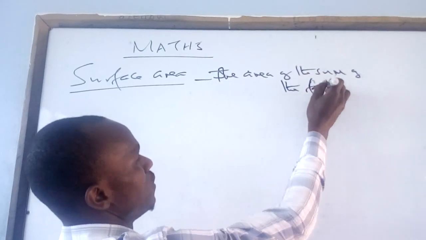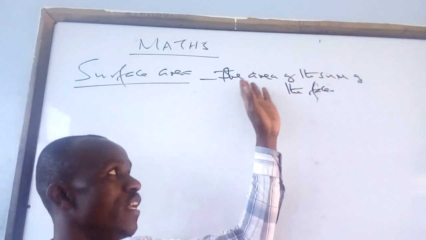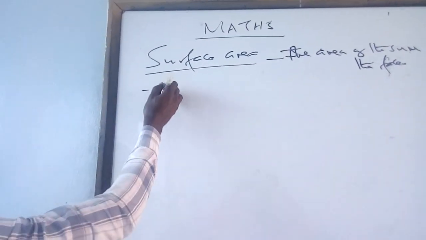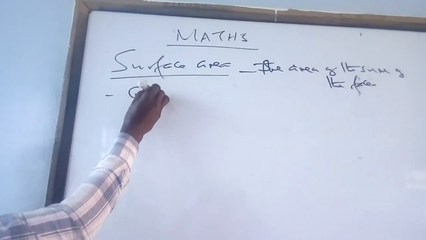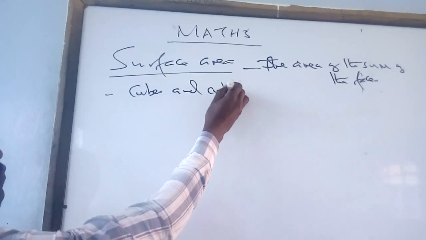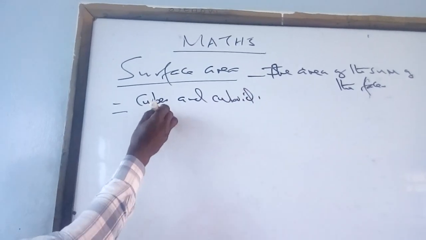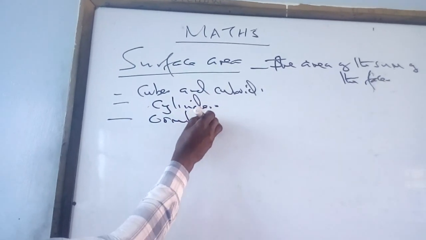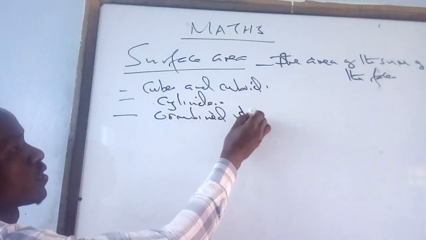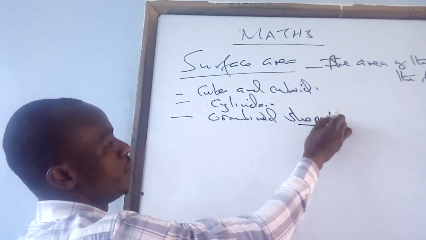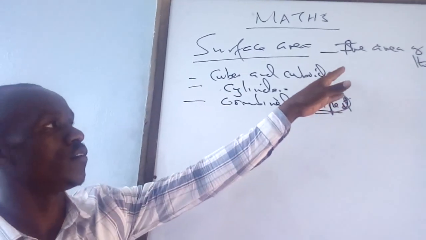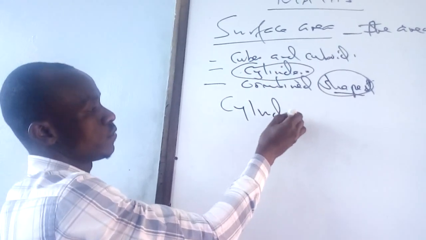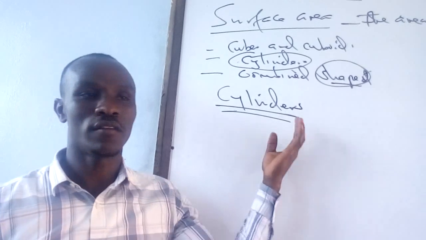of all the faces. In simple terms, it is simply the sum of the area of the faces of three-dimensional objects. Now, in surface area, we normally discuss the area of cubes and cuboids. We also discuss the surface area of the cylinders, and also the area of the combined shapes, all the combined three-dimensional shapes. In our area of study today, I want us to focus mostly on the cylinders. So today I want us to discuss the surface area of the cylinders.